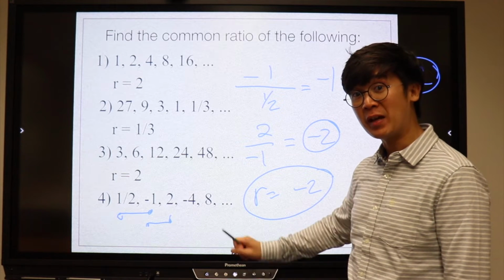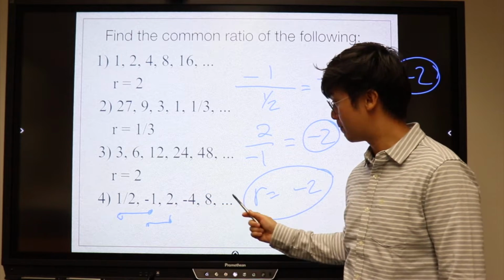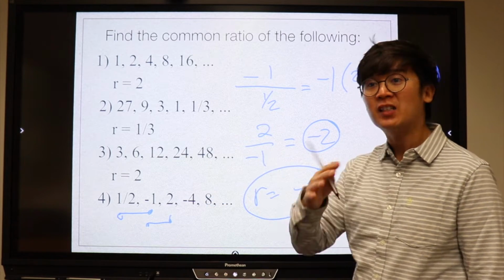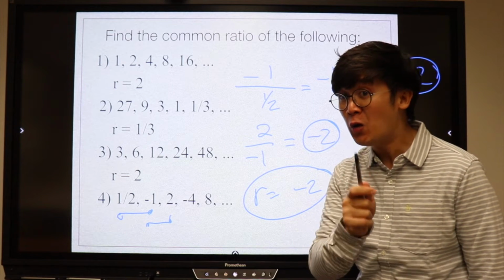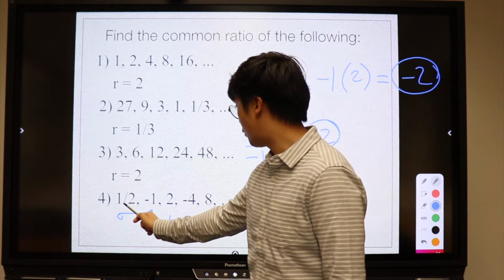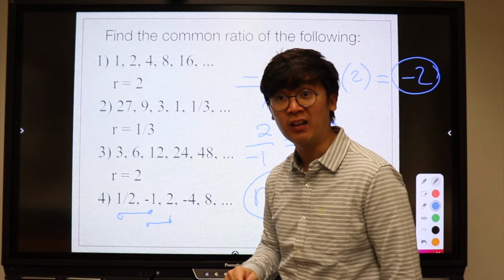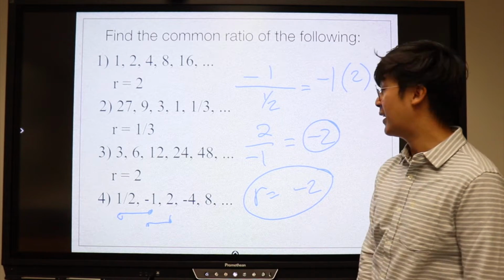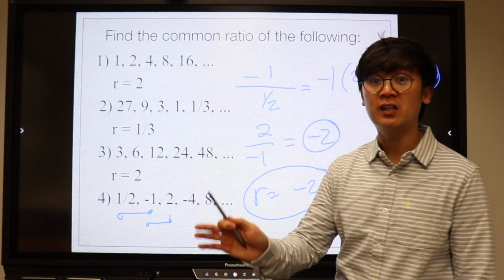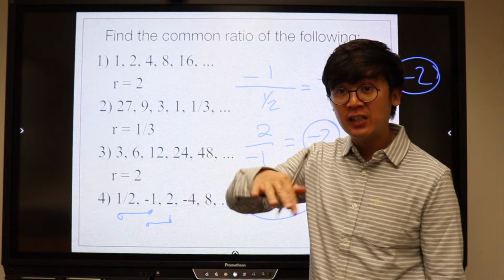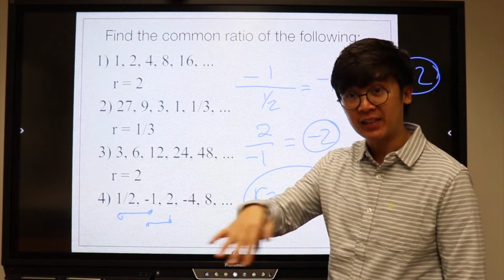If it's negative, what will happen to your sequence? For a geometric, just look at the pattern. It's going to go positive, negative, alternating. Positive, negative, positive, negative, positive, negative. But you know it's still increasing because 1/2, 2, and 8, all the positive numbers are still increasing. And if it's a negative fraction, then it's alternating and it's decreasing.